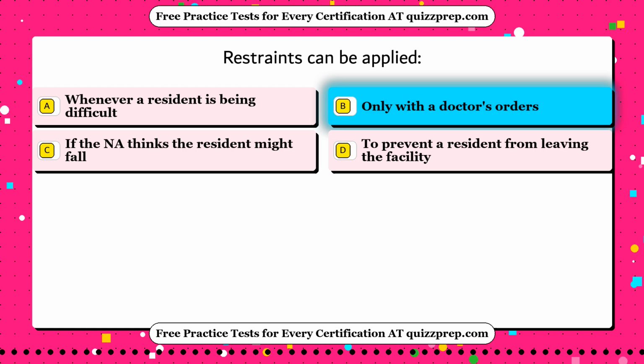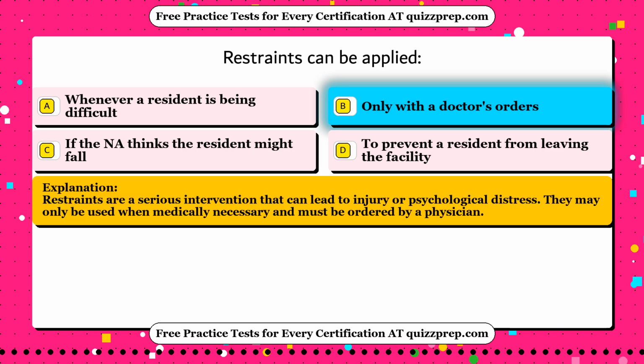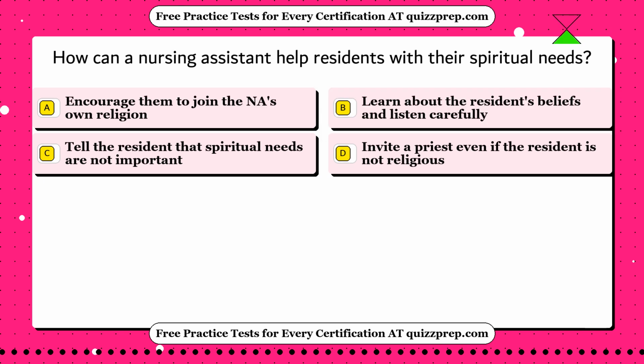The correct answer is option B, only with a doctor's orders. Restraints are a serious intervention that can lead to injury or psychological distress. They may only be used when medically necessary and must be ordered by a physician. Question 36. How can a nursing assistant help residents with their spiritual needs?